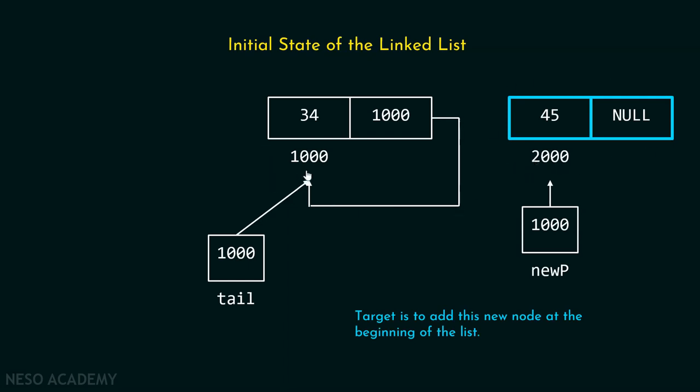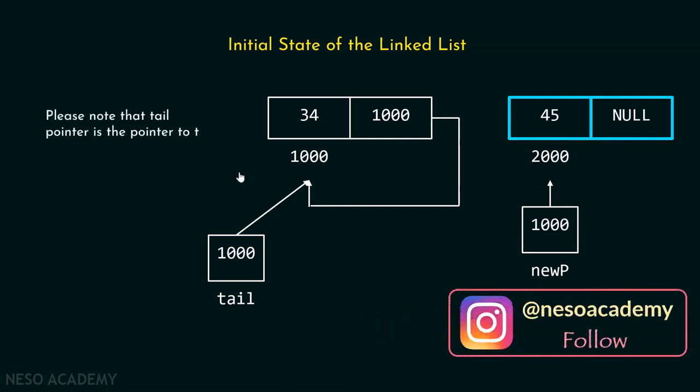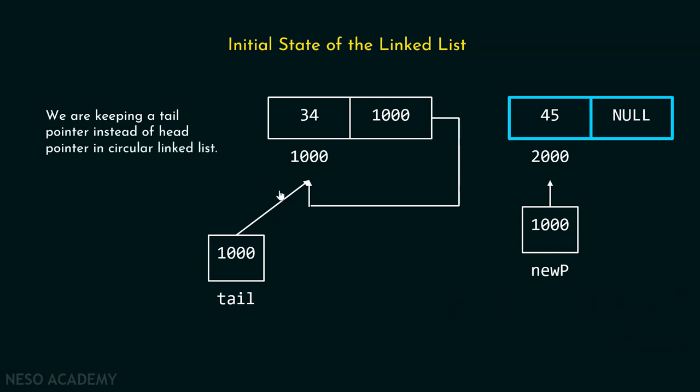Currently you can see that there is just one node in this list, right? Our target is to add this new node at the beginning of this list, that is in front of this node. Please note that the tail pointer is the pointer to the last node of the linked list. Here you can see we have a tail pointer instead of head pointer, because this is the pointer to the last node of the linked list. We are keeping a tail pointer instead of head pointer in circular linked list.